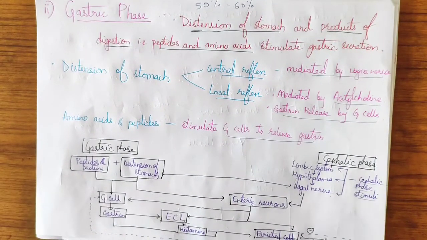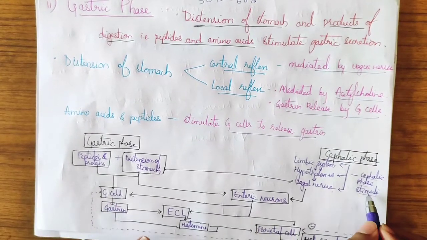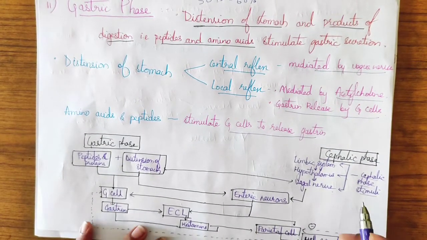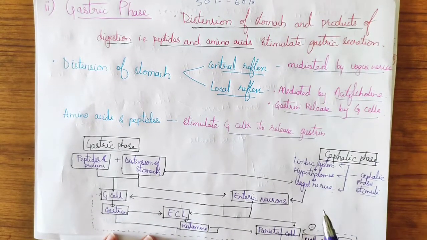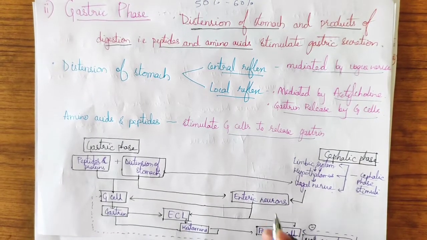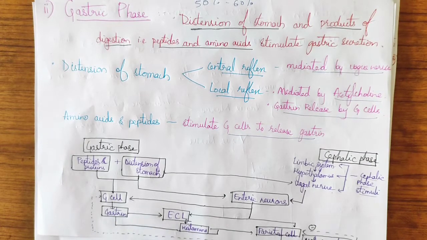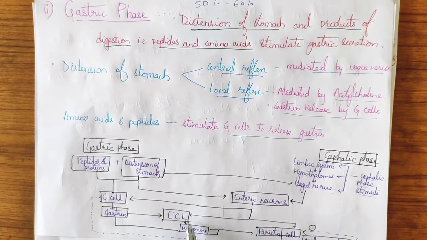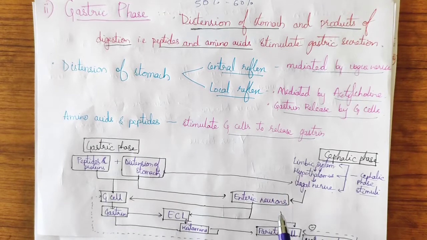So now let's revise the cephalic and gastric phase in a flowchart. In the cephalic phase, stimuli like the sight, smell or chewing of the food activate the limbic system, which further activates the hypothalamus and the vagus nerve. This vagus nerve acts on the enteric neurons and activates the G cell and produces gastrin, which further increases the HCl secretion through the parietal cell stimulation. And this enteric neuron also stimulates the ECL cell or the enterochromaffin cell, which produces the histamine, which again stimulates the parietal cell. So as we studied in the cephalic phase.